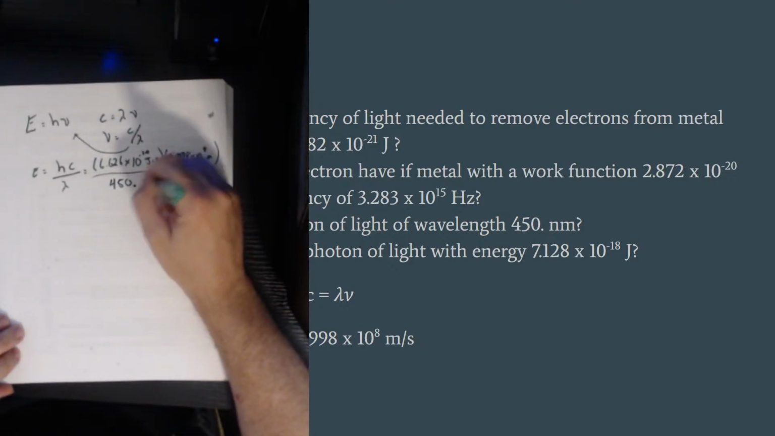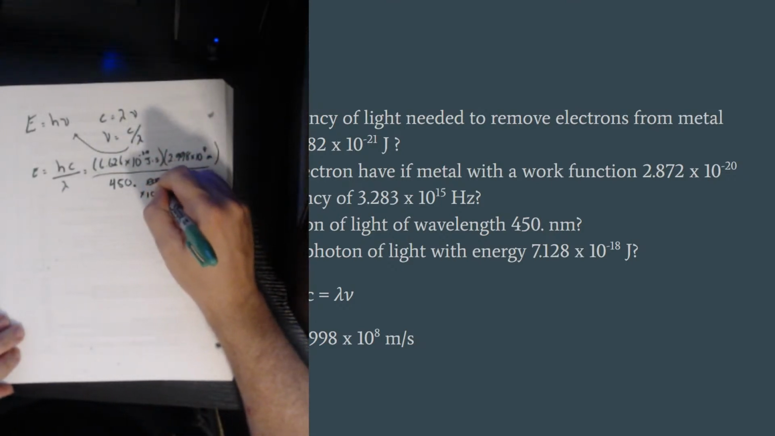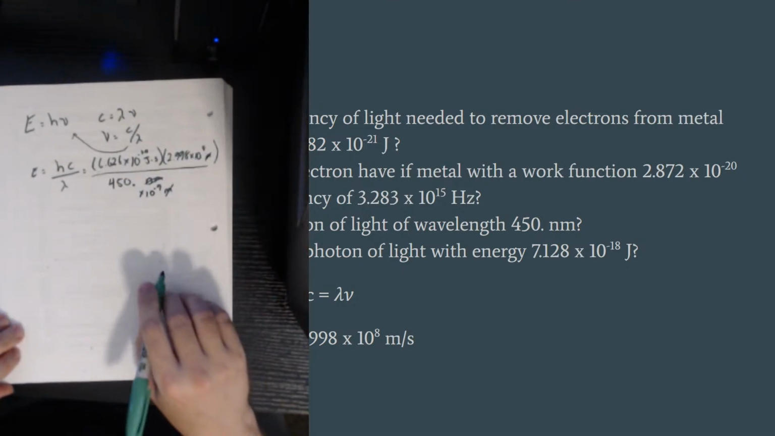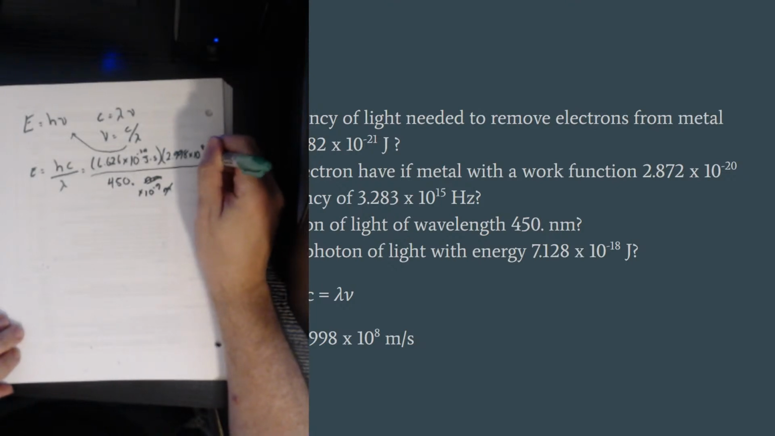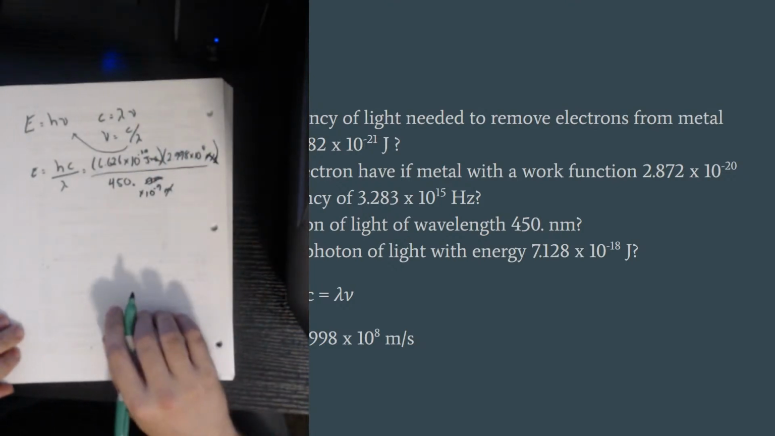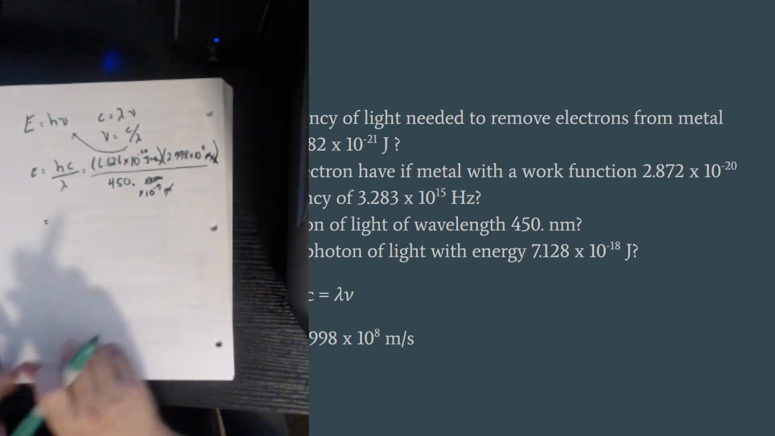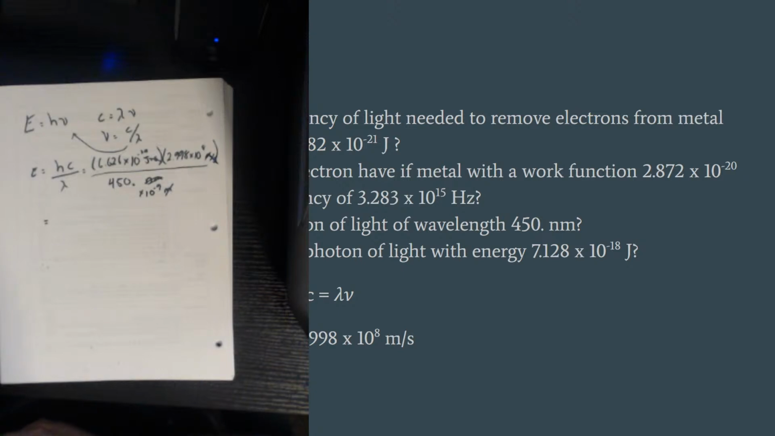So, times 10 to the negative 9th meters. Okay, so now meters will cancel out. Oops, sorry, that's meters per second. And then seconds will cancel out, leaving us just with joules. So our energy, once we start plugging in our numbers, what will that be?